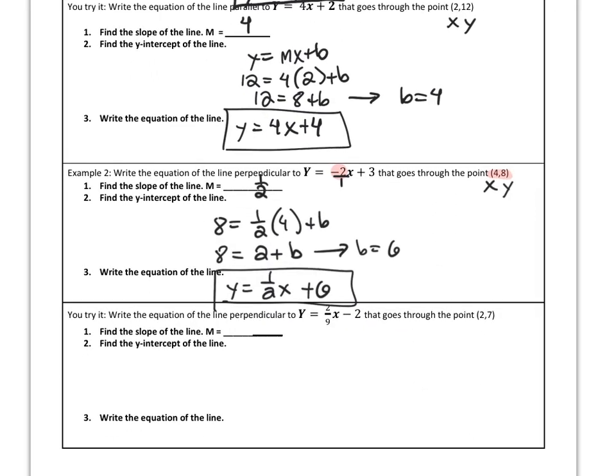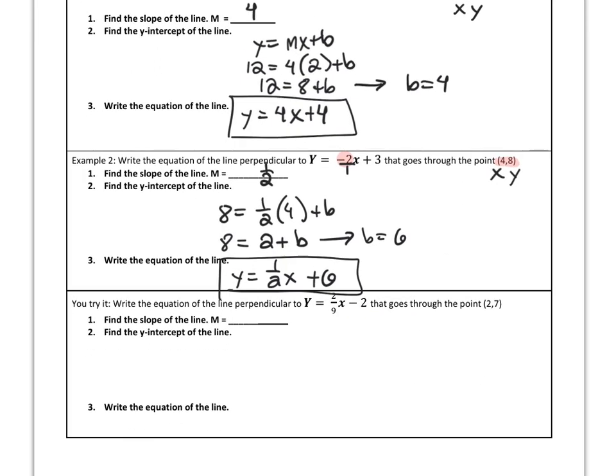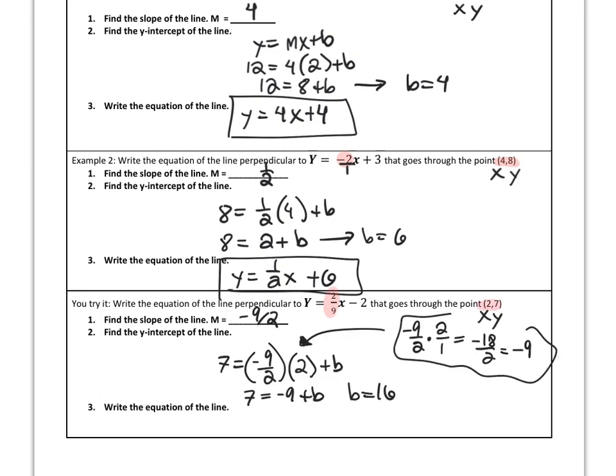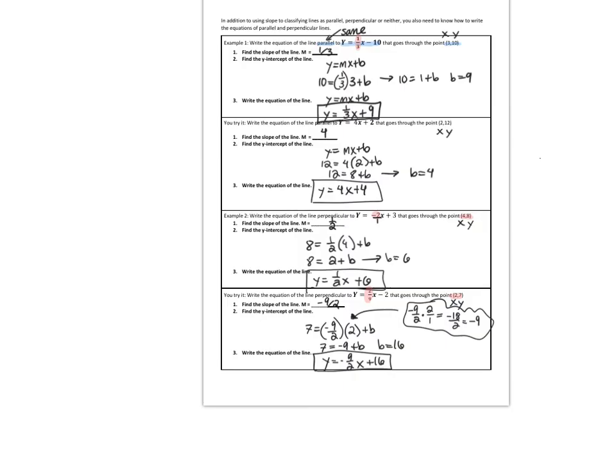Why don't you pause the video and try the next example on your own? Push play when you're ready to see the answer. That one was a little bit tricky. Here's a little reminder on how to multiply fractions, just in case you need that. And now that we've multiplied our fractions, we can see that our final equation will be y equals -9/2 x plus 16. Notice that each of these 4 problems we did used the same steps. First, we found the slope, then we found the y-intercept, and then we wrote the equation. You can use those steps to write the equation of any parallel or perpendicular line when given a point and when given another equation.